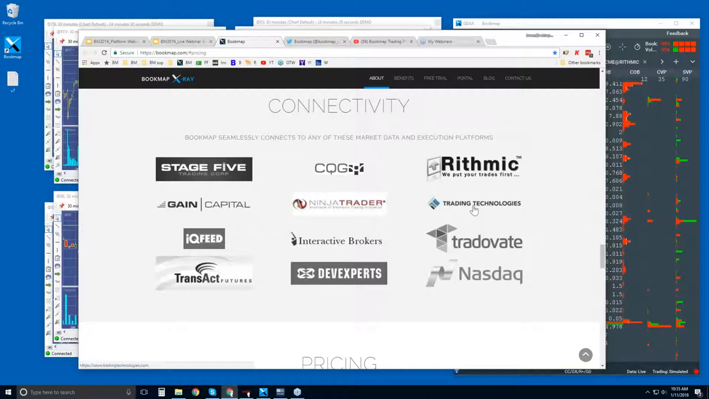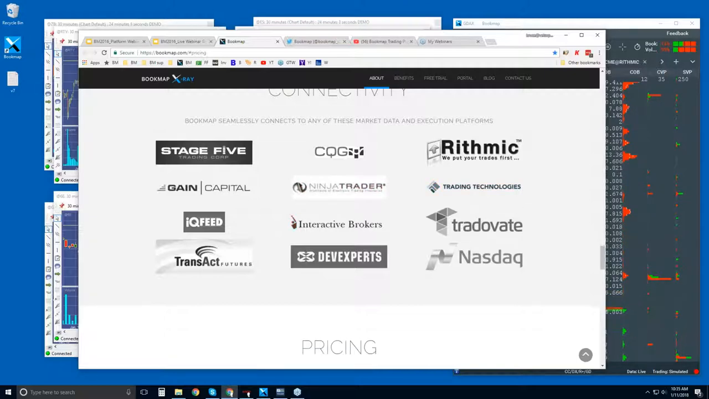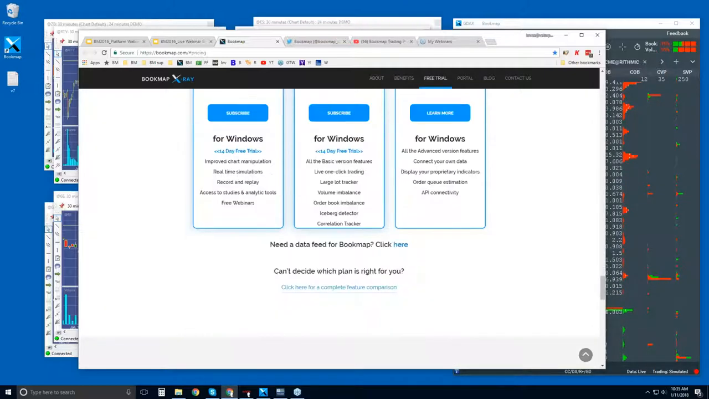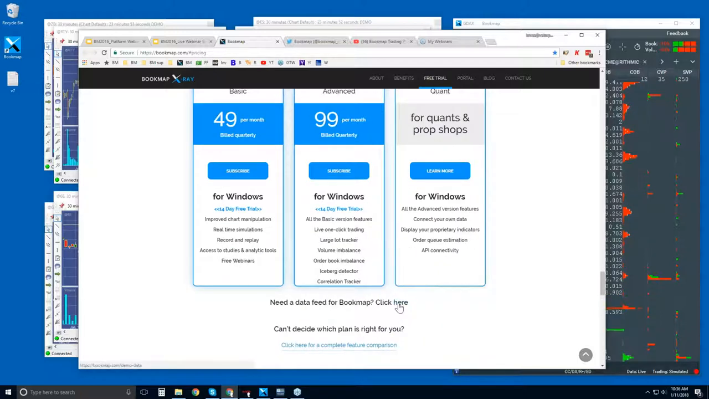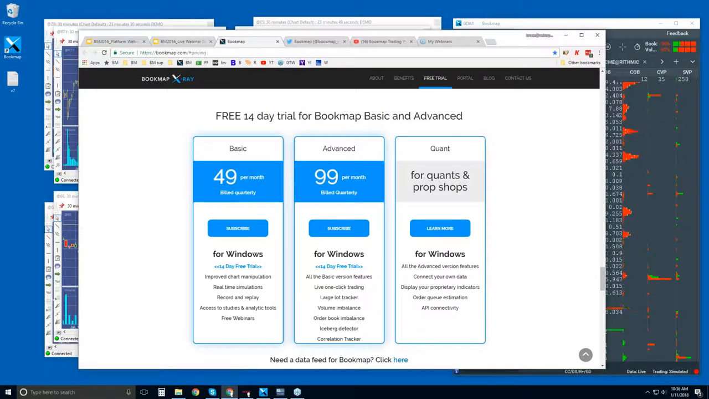But you then power your Ninja or your TT with a data provider like Rithmic, CQG, Gain, IQFeed, Transact, or DxFeed here. And that would be NASDAQ TotalView, which gives all US equities, not just NASDAQ. So you will need a data provider to connect Bookmap to those live markets, or through the API, as mentioned, with some of these platforms here. So if you want a free data feed, you can find it down here just below, in this section here under the free trial. Okay, so you can click here.